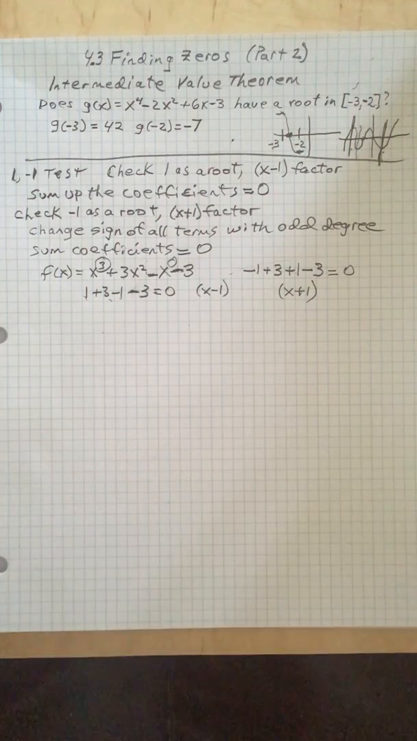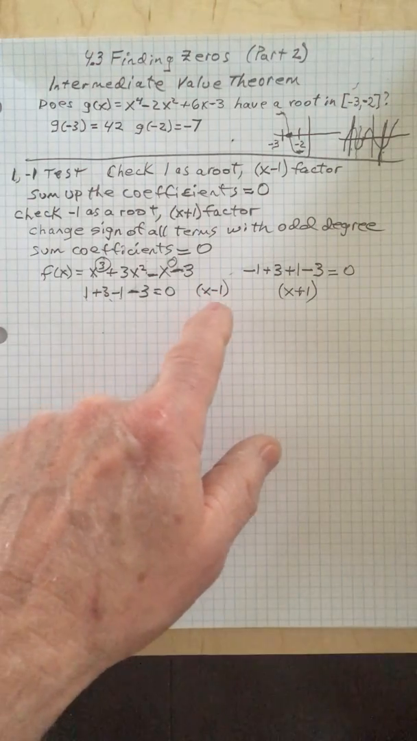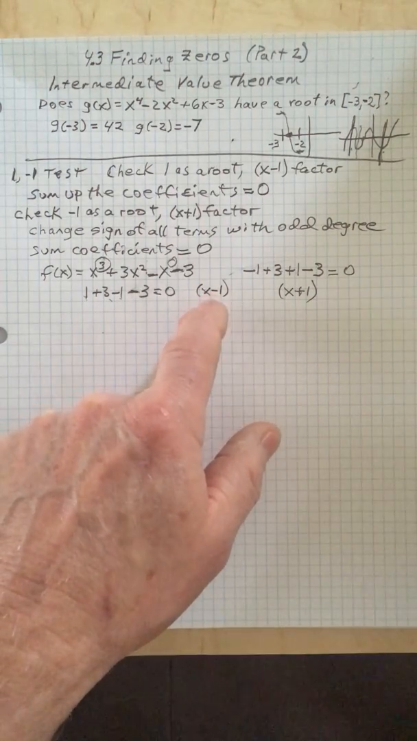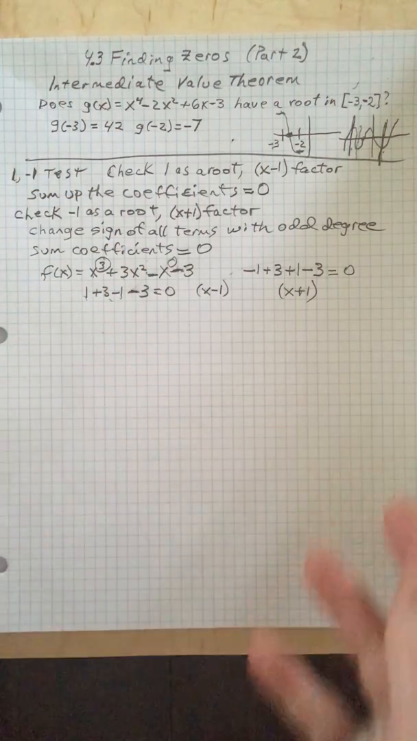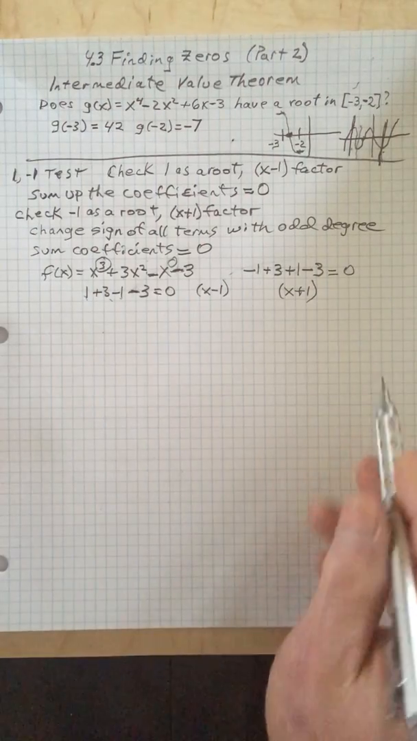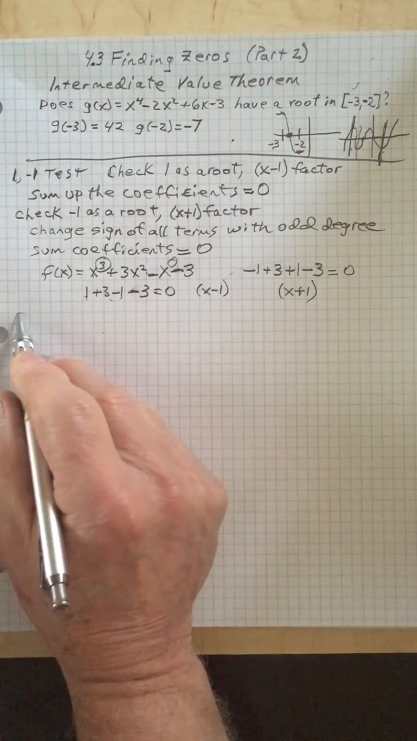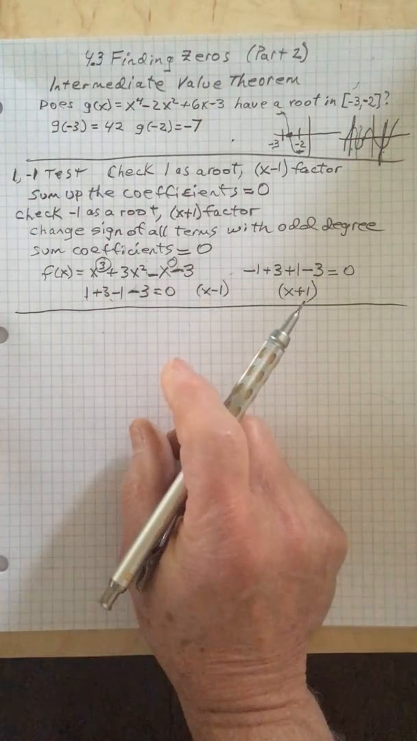That's a cubic, so I would need to find the third factor. One way to do that would be to use either long division or synthetic division with the 1 or the minus 1 and break it down that way. But we won't go into that right now. So that's how it works.